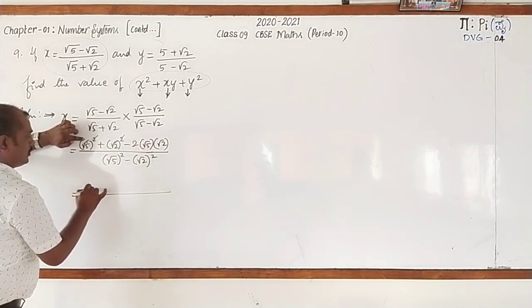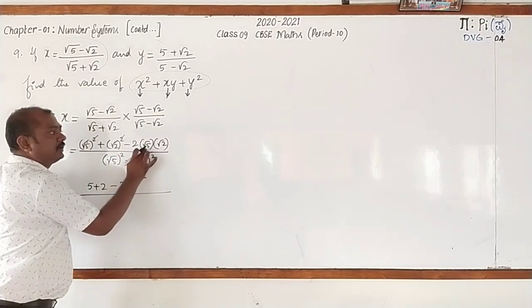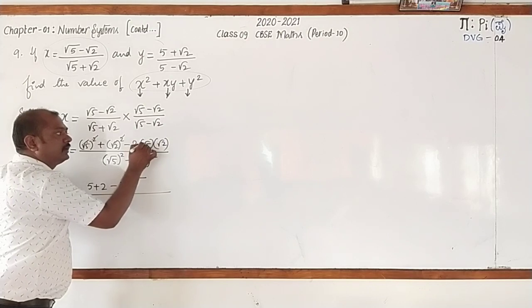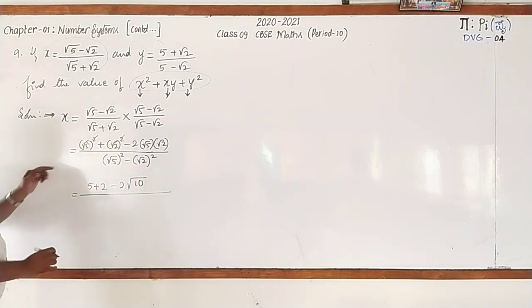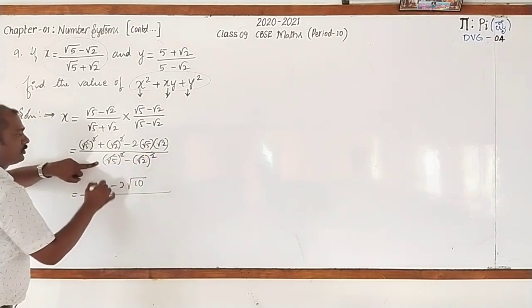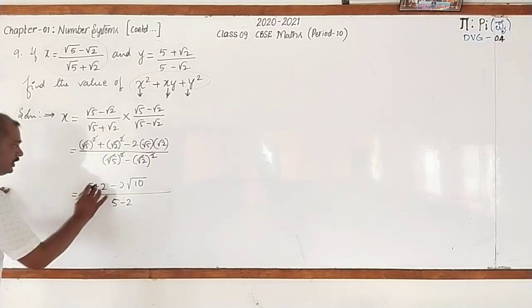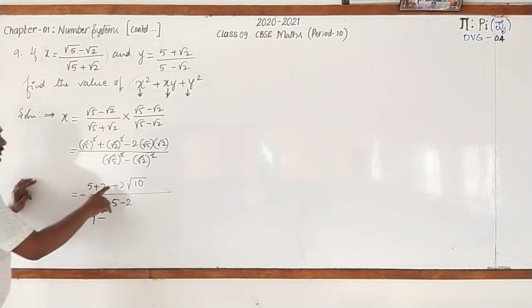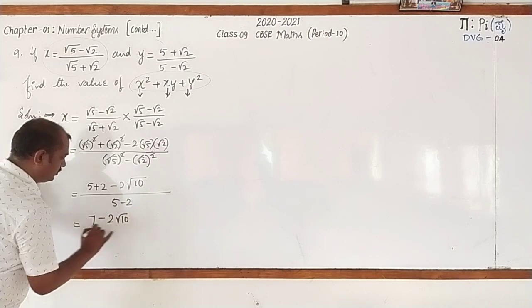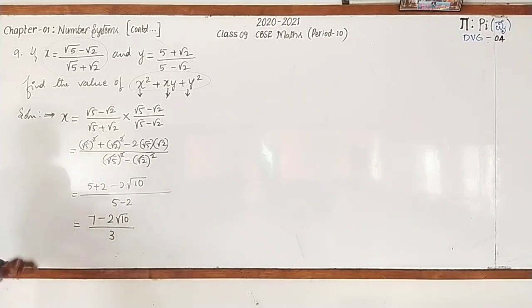5 plus 2 minus, it is 2 into, here root 5 into root 2. Order is same, hence you can go for multiplying the radicals. 5 2s are 10. Then denominator, square and root get cancelled. 5 minus 2. This is equal to, what is 5 plus 2? It is 7 minus 2 into root 10 whole divided by 5 minus 2. This is 3. Clear?